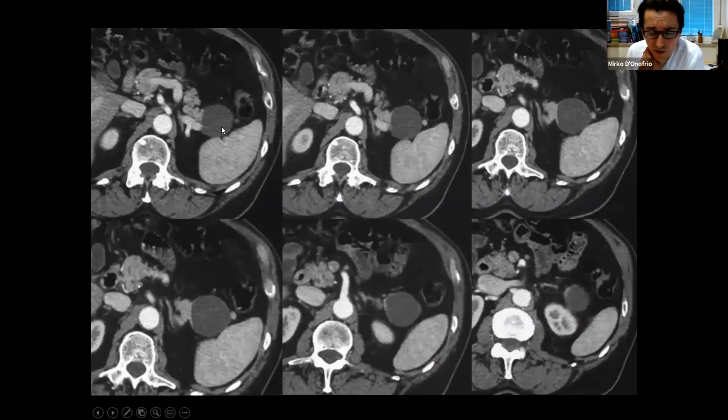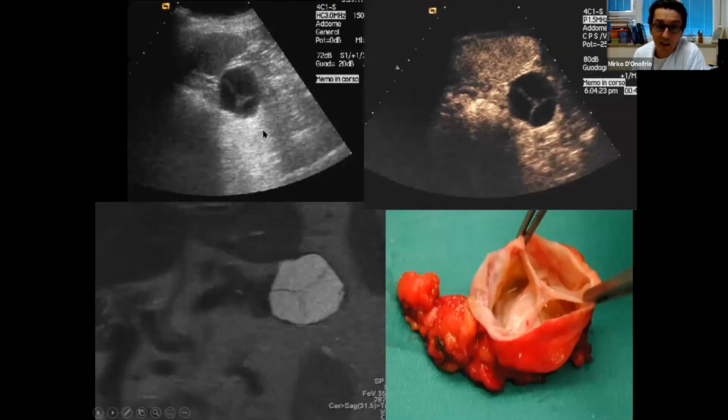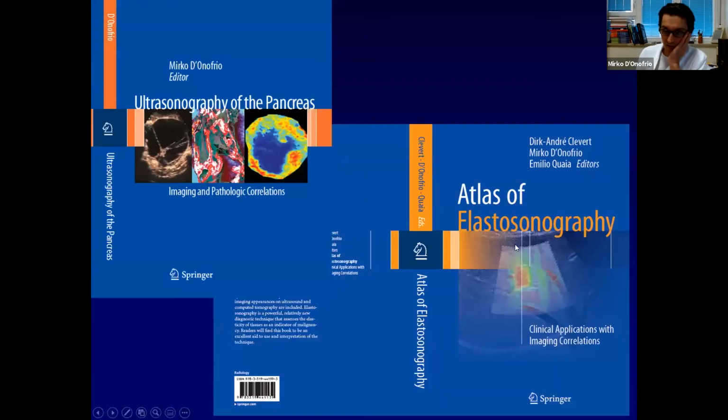This is a cystic lesion in the tail of the pancreas, simple because no septa, no nodules, no enhancement on CT. But in reality, you can see that there are septa inside, better visible on contrast ultrasound, confirmed on MRI, and here we are proving the vascularization: mucinous cystadenoma, with perfect correlation after resection.